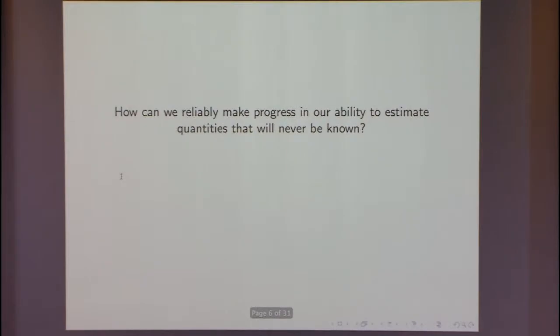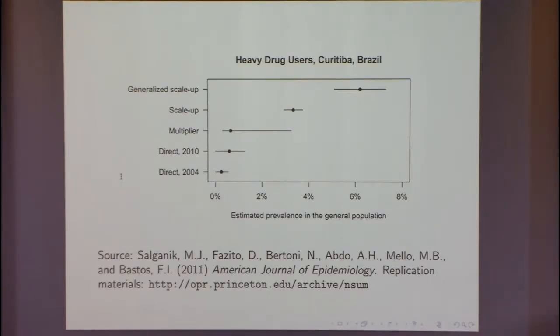Okay, so now I'm going to try to tighten up my question a little bit, make it a little bit less metaphysical. So how can we reliably make progress in our ability to estimate quantities that will never be known? And by never be known, I don't mean that we can't define these things. We can define what it means to be a drug injector. We can define what it means to live in San Francisco. So it's a well-posed problem. It's not a problem stating what we're trying to do. But it's hard for me to imagine a situation where financially and ethically we'll be able to make this sort of gold standard measure. So how is it that we can move beyond just saying, well, these are all different?